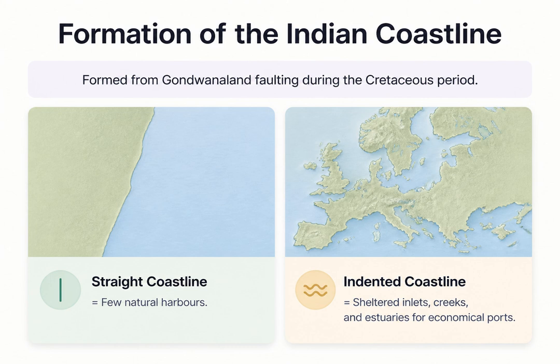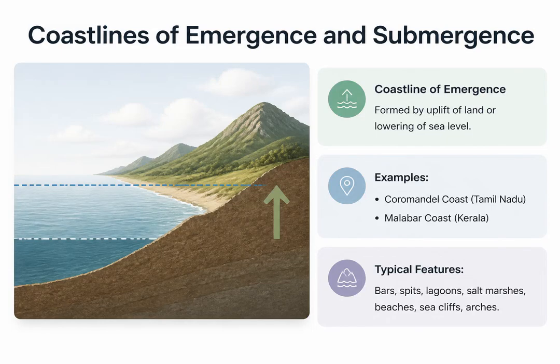Indented coastlines, like those found in Europe, provide sheltered inlets and estuaries, making it much easier and cheaper to construct and maintain ports. Geographers categorize the Indian coastline into 2 main types based on their geological history: coastlines of emergence and coastlines of submergence. A coastline of emergence is formed when the land is uplifted or the sea level drops.